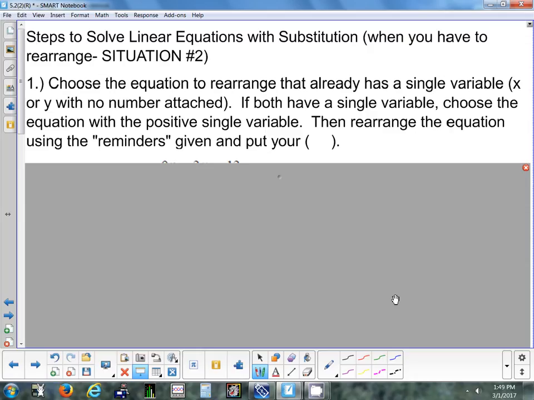Then we'll rearrange the equation using the reminders. All right? The two situations, or the two things we talked about before we get to the steps, like when x was on the same side as y, and y didn't have a number attached, or when x was on the same side as y and y had a number attached. You've got to remember those things to get y by itself. All right, and then we're going to kind of put our parentheses. All right, so I'll give you guys a second to get this written down, because I know it was kind of a little bit long.